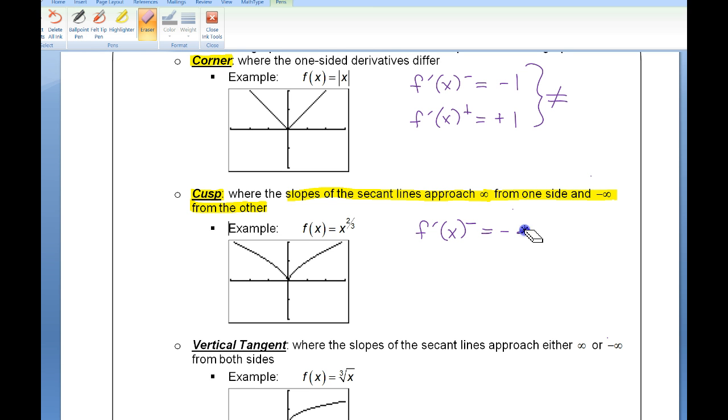A cusp is something very specific. The cusp has to approach negative infinity from one side and positive infinity from the other side. The slopes, not the actual value. The actual value is approaching 0, but I'm talking about the slope. It looks like it's becoming a vertical line. And so from the right, there's a positive slope, and the slope is approaching positive infinity.